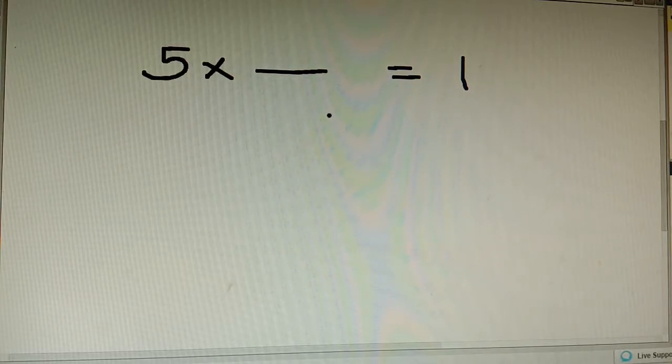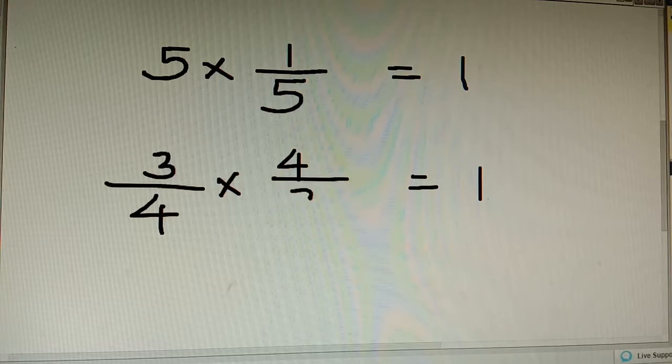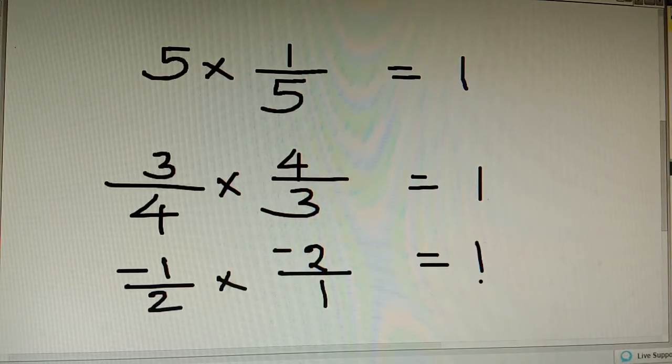Okay, 5 multiplied by what will give 1? If I multiply 5 with 1/5, the answer will be 1. Or otherwise 3/4. Multiplied by which number will 3/4 give 1? For that we can multiply 3/4 with 4/3. Then we have 1. Or otherwise negative 1/2. If I multiply negative 1/2 with negative 2/1, that will be 1.